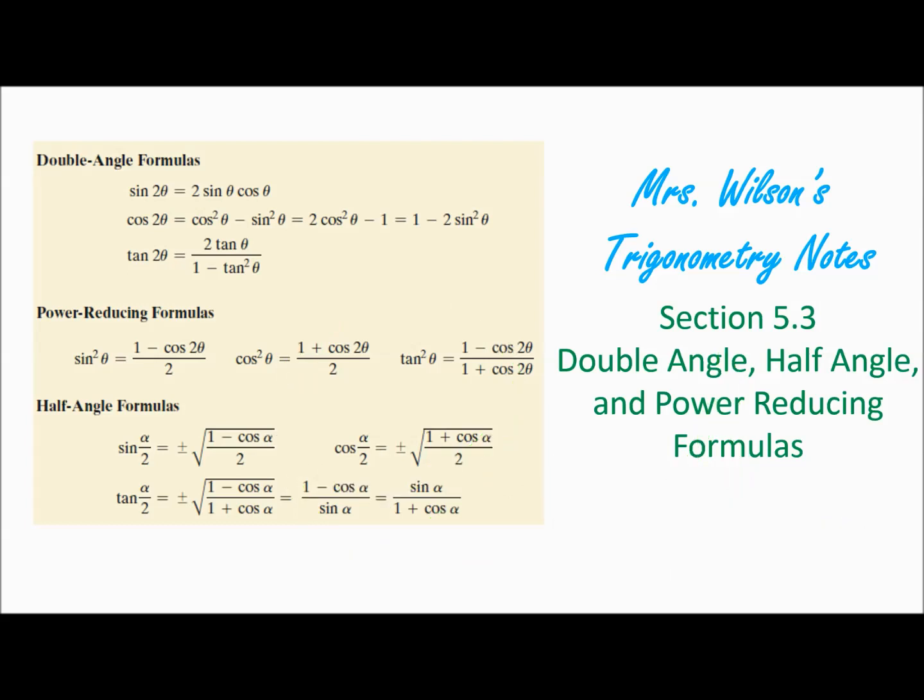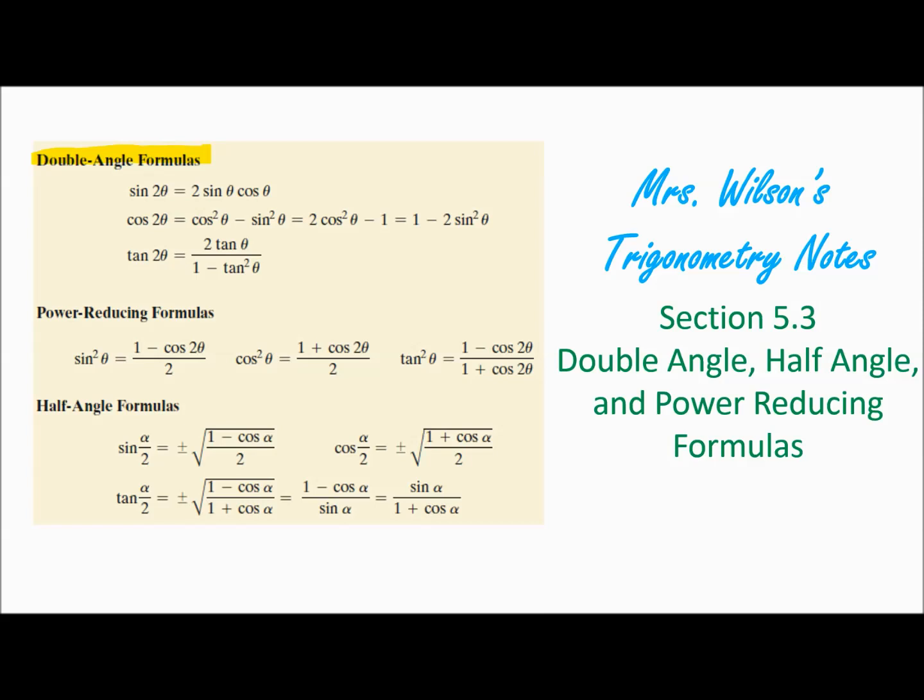So in this section, we're going to talk about several new identities and formulas that we can use to simplify trigonometric expressions. We're going to talk about the double angle formula, the half angle formulas, and the power reducing formulas. Actually, not in that order. The first thing we're going to discuss is the double angle formulas.